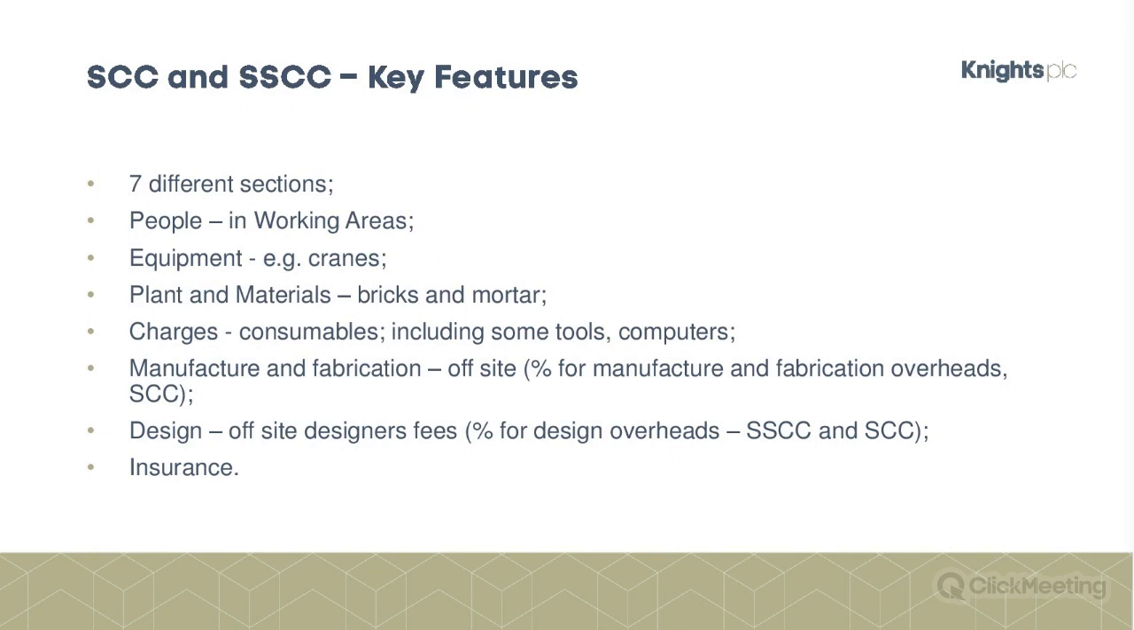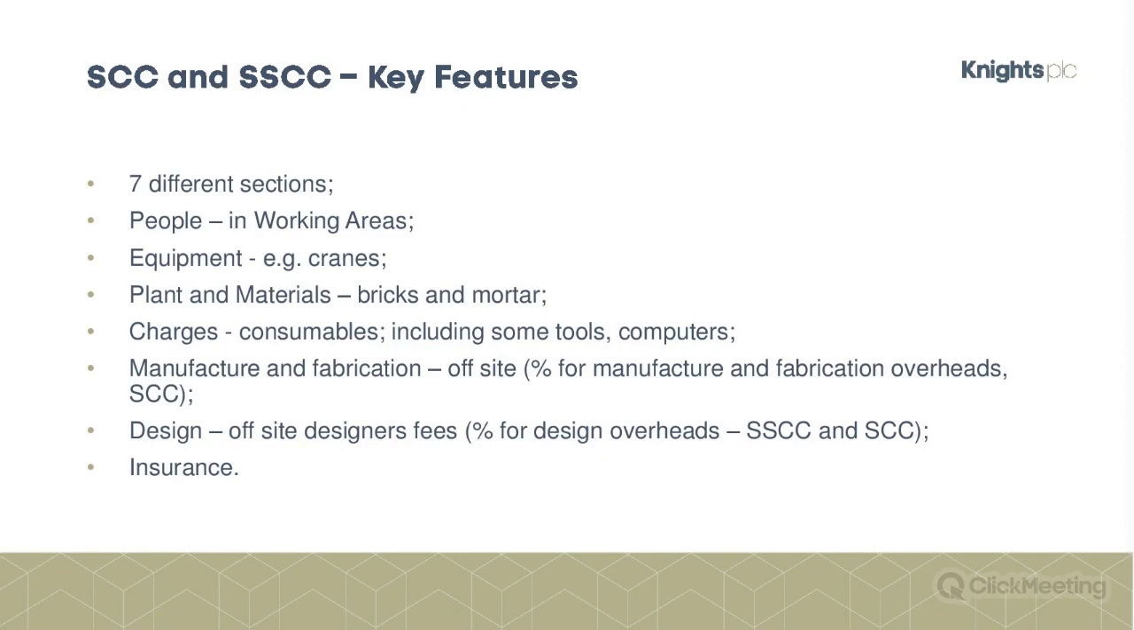Okay, so the schedule of cost components and the shorter schedule. Key features, this is the very high level, what do they consist of? Because they're both reasonably long documents. One's about 7-8 pages, the shorter schedule maybe about 5 pages. They're separated into 7 different sections. It is completely logical, the sections, when you think about it. So the first one, the key one, is the people.